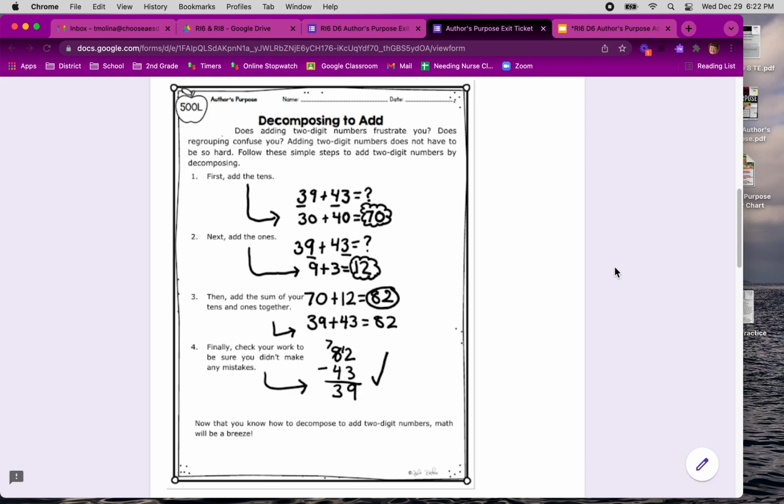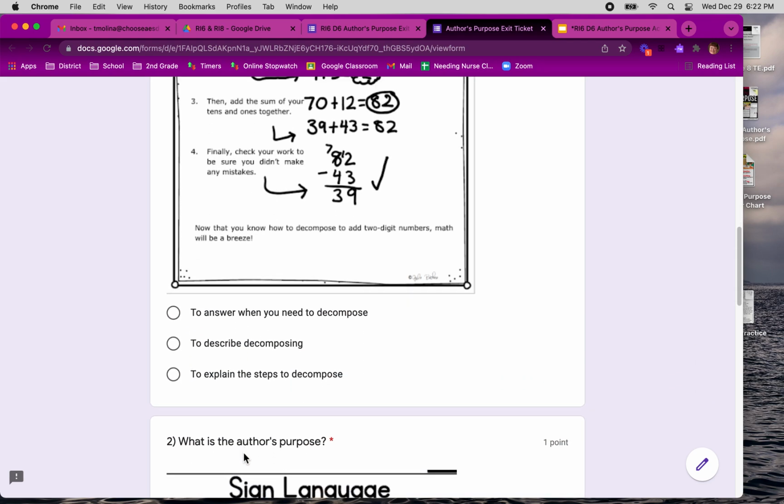First, add the tens. Next, add the ones. 3. Then add the sum of your tens and ones together. Number 4, finally check your work to make sure you didn't make any mistakes. Now that you know how to decompose to add 2-digit numbers, math will be a breeze.